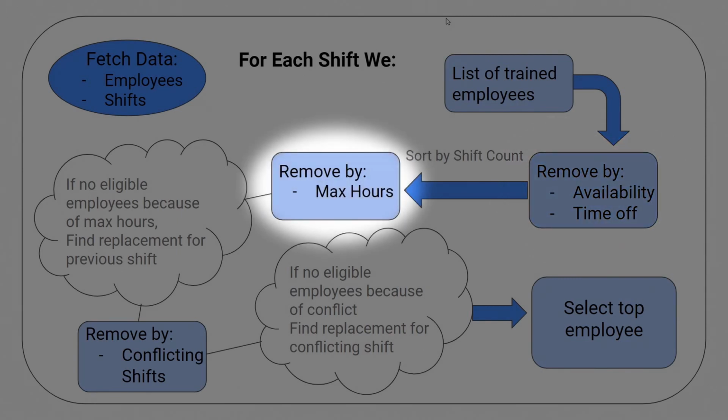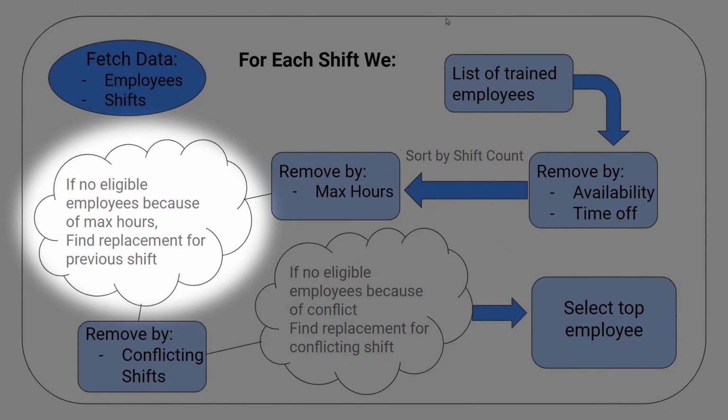From here, we remove anyone in the list who working it would put over their maximum hours per week. And if there are no employees eligible because of this, we look to see if any of their previous shifts during that work week can be taken over by another employee. If that's the case, then we replace them in their previous shift and assign them this new one.